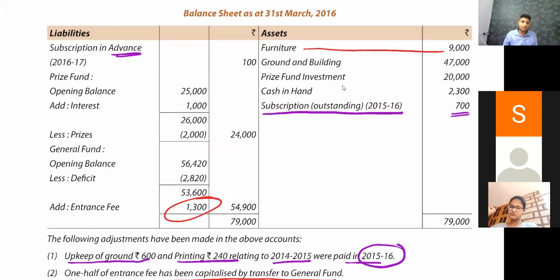Furniture, no adjustment as such. Grounds and building, no adjustment. Prize fund investment, okay, 20,000 rupees.